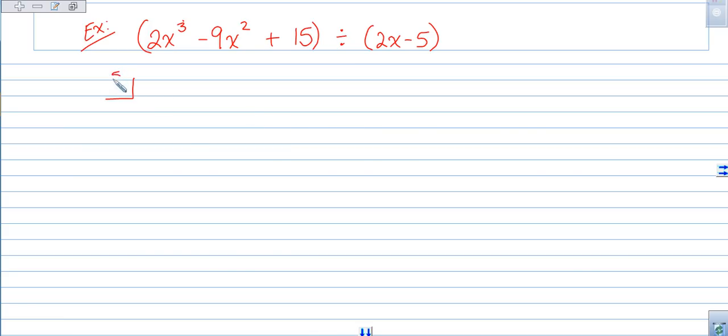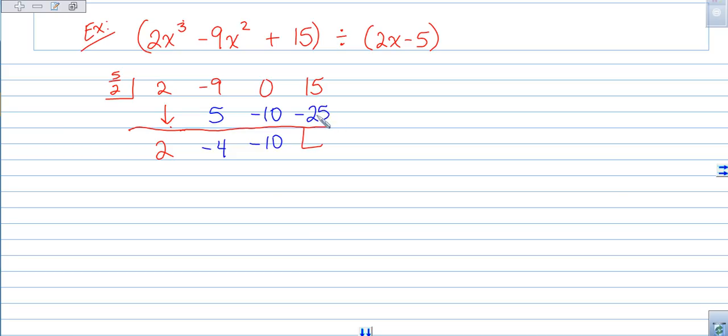So you got 5 over 2. You got 2, negative 9. Don't forget to put your 0. 15. And then you have your... Ooh, my hand got stuck. Okay, 2 comes down. Okay, so 5, this gives you 5 here. That's negative 4. So that's negative 2 times 5, which is negative 10. Negative 10 comes down. That's negative 5 times 5, which is negative 25.